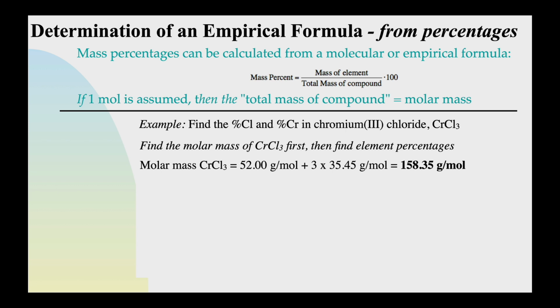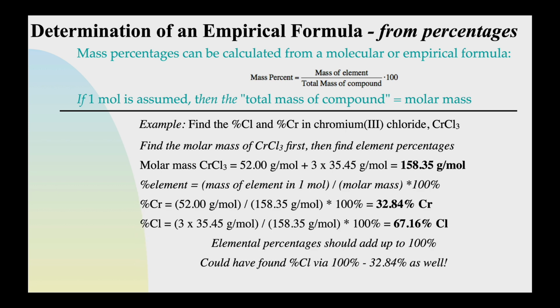And we're going to put that 158.35 number in the denominator when we figure out percent elements here in just a second. Percent element, you put the molar mass in the bottom, and on top you put how much of the element was used. So for example, for chromium here, we had 1 chromium, and so that's the number that was put right there. All right, so I literally just put the 52 down there and divided by the molar mass.